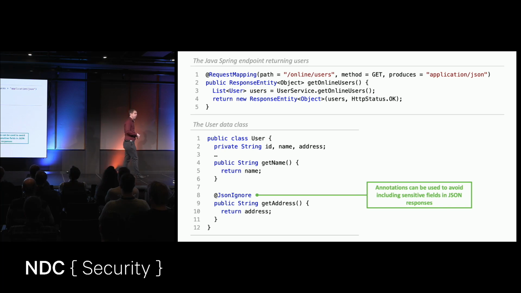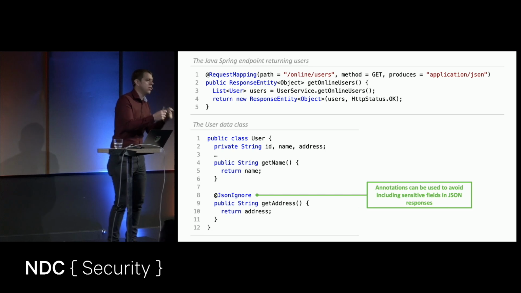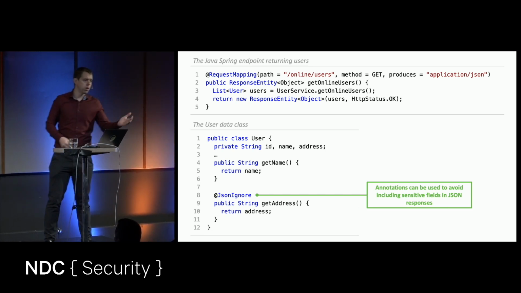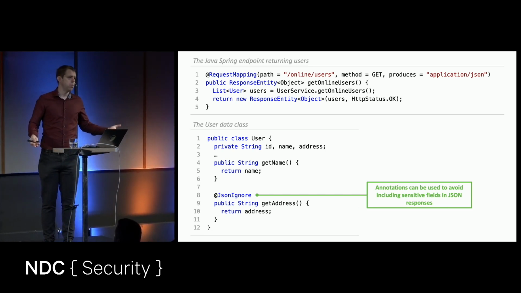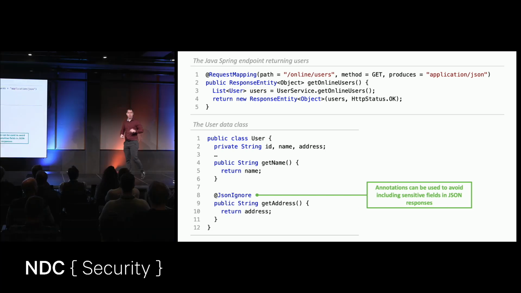Awesome. Good. The problem is you have to go through all of your data classes and mark every field you do not want to expose as JSON ignore. And if you forget one, you have a problem. OWASP top 10 number 3, sensitive data exposure, check. Well, that's the bad checklist, not the good checklist.